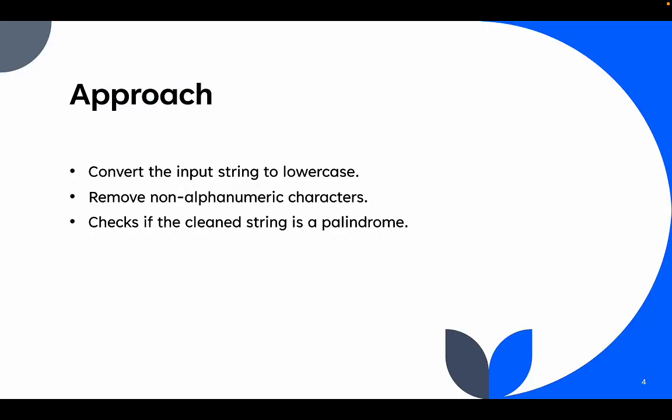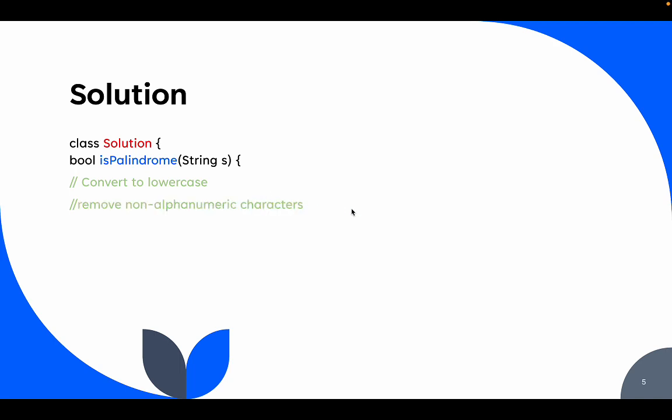So our approach is to first convert the input string to lowercase, then remove non-alphanumeric characters, and finally check if the cleaned string is a palindrome. For this, we have a class Solution. Of course, we have a boolean method isPalindrome, which takes a string S. So first of all, we will convert our string S to lowercase. For this, I created a new string and named it cleanedString, which is equal to our string converted to lowercase. So we use the toLowerCase method to convert any uppercase letter to lowercase.